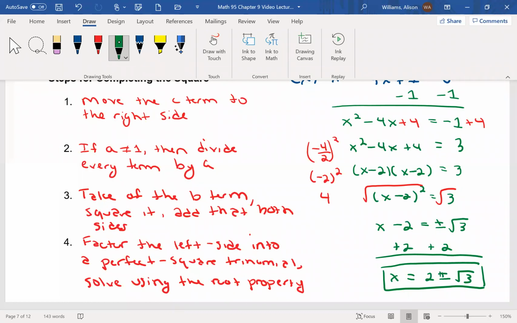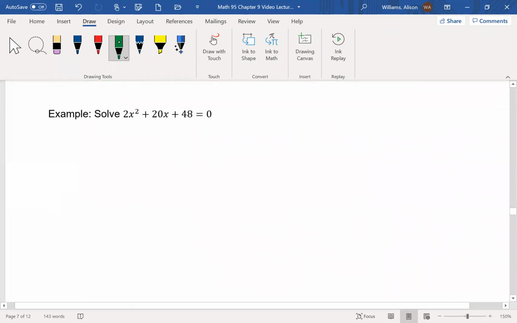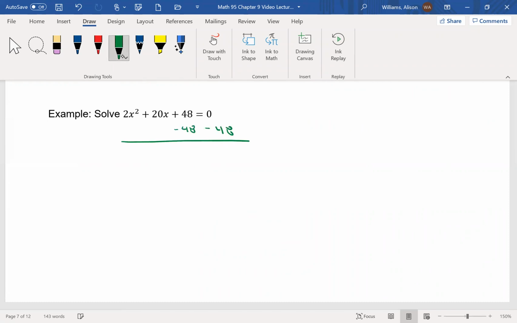So we're going to try this again, each step again, and then I'm going to show you something kind of magical after our next example. So let's try another one. So the first step is to move the 48 to the other side. So I'm going to minus this 48, and I have 2x squared plus 20x, I'm going to put blank, equals -48.